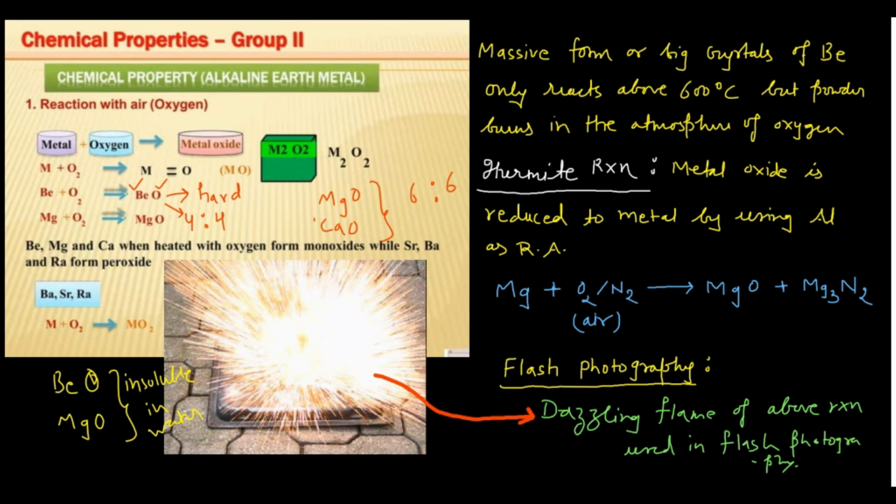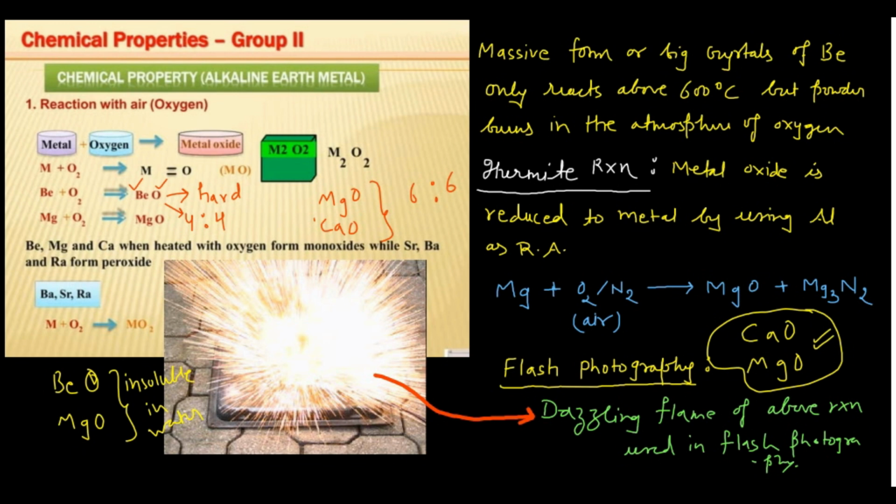If you remember, or if you have studied your metallurgy part, then you know calcium oxide and magnesium oxide, these two are used in the linings of the furnaces when you do the metallurgy. Why? Because their melting point is quite high. So basic nature linings in the furnaces use calcium oxide and magnesium oxide because they have a very high melting point, okay.